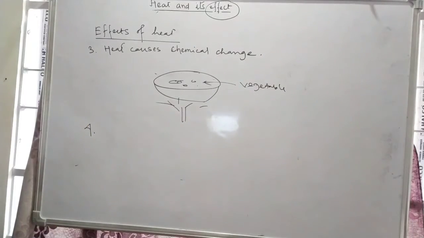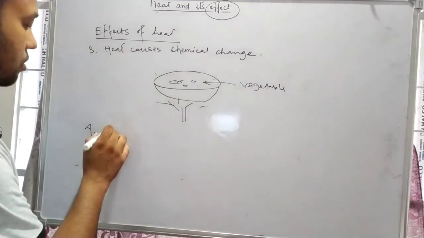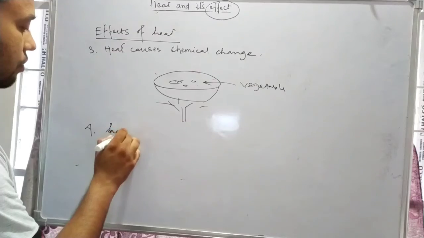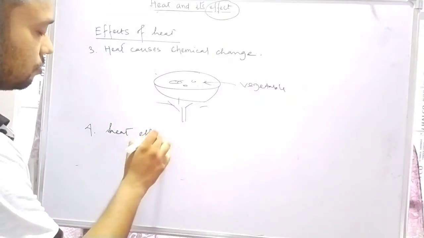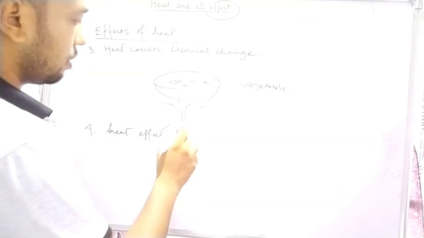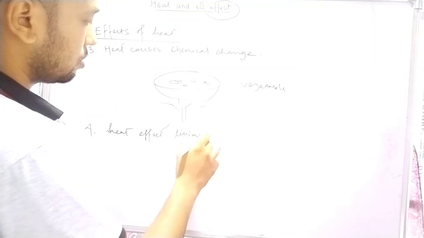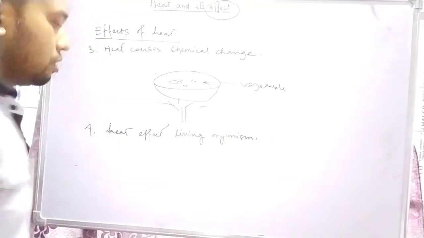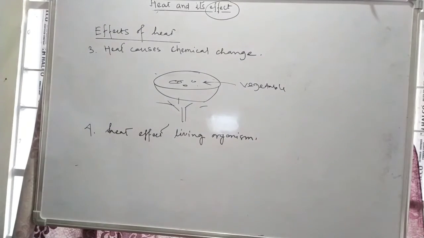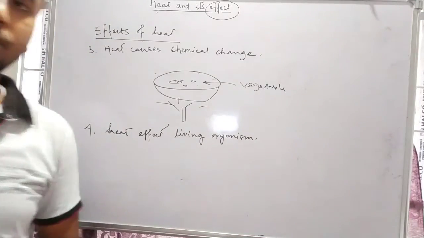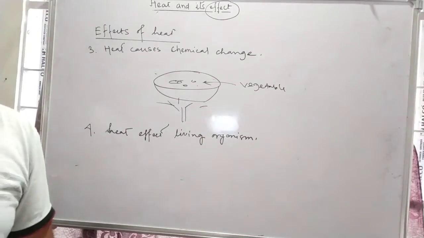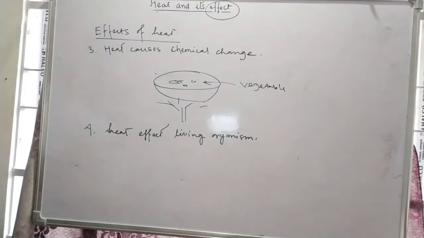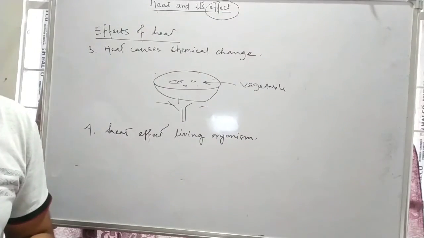Next, number 4 effect: heat affects living organisms. So here also we can take an example. In this pandemic, doctors advise us to drink boiled water, hot water.